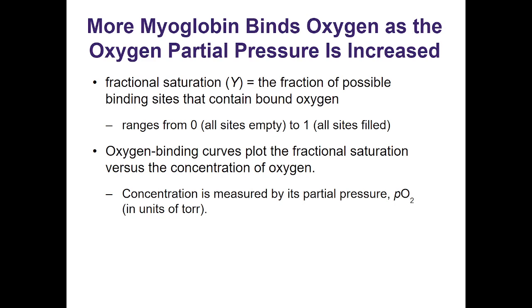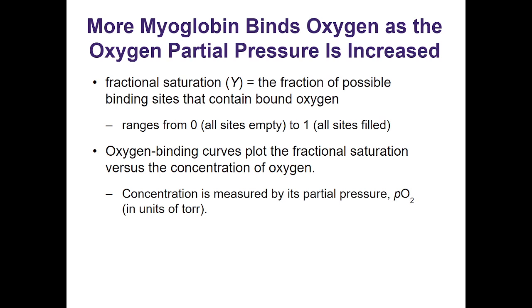The fractional saturation, this should actually be gamma. You know, the capital gamma. Looks a bit like a Y, but cursive-ish. Yeah. But you know how slideshows are. Can never get the damn Greek letters to work right. So the fraction of all possible binding sites that contain bound oxygen is this gamma. Okay? This will range from 0, which is all sites are empty, to 1, all sites are filled. I.e. 0, 0%, 1, 100%, right? But we're in a fraction, so it's not a percentage. Okay? The oxygen binding curves are going to plot the fractional saturation versus the concentration of oxygen.